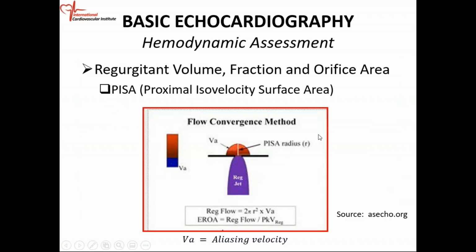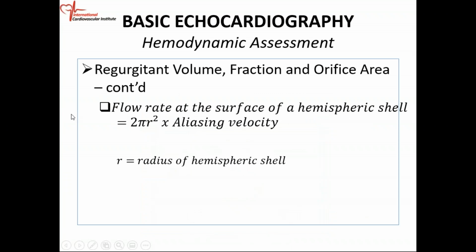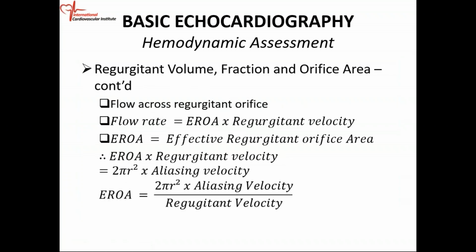In the echo lab, you're going to know what your Aliasing velocity is. And by adjusting this Aliasing velocity in the lab, you get a nice hemisphere and you can measure the radius. You can measure the radius directly. So you can calculate the flow rate at the surface of the hemispheric shell. You can calculate the flow at PISA because you know the radius, you're going to measure it, and the Aliasing velocity, you adjust your settings to get the Aliasing velocity. Okay? So you can calculate that flow rate at PISA.